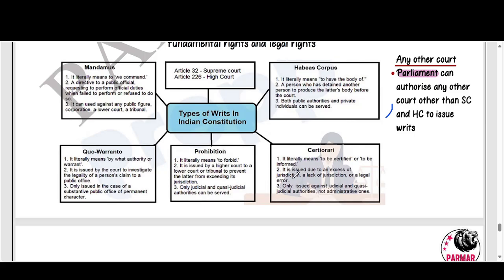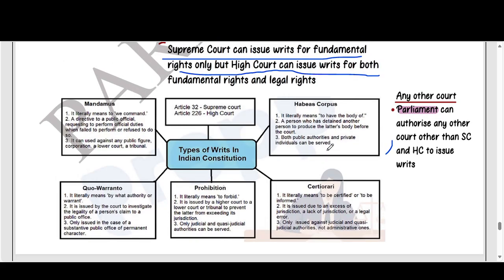Certiorari literally means to be certified or informed. It is issued due to excess of jurisdiction, lack of jurisdiction, or legal error. It is issued only against judicial and quasi-judicial authorities, not administrative ones.